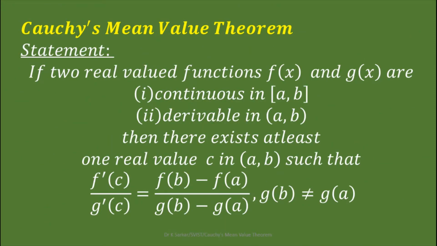Statement of Cauchy's mean value theorem. If two real-valued functions f(x) and g(x) are continuous in the closed interval [a, b] and derivable in the open interval (a, b), then there exists at least one real value c in the open interval (a, b) such that f'(c) divided by g'(c) equals (f(b) minus f(a)) divided by (g(b) minus g(a)), where g(b) is not equal to g(a).